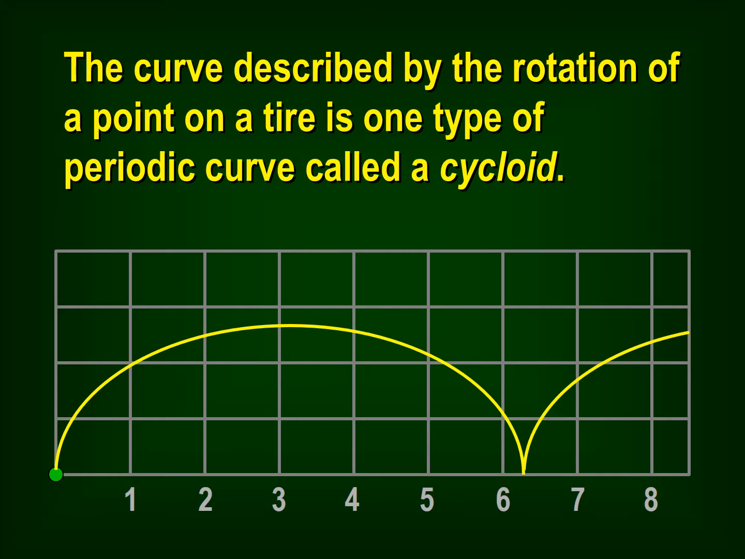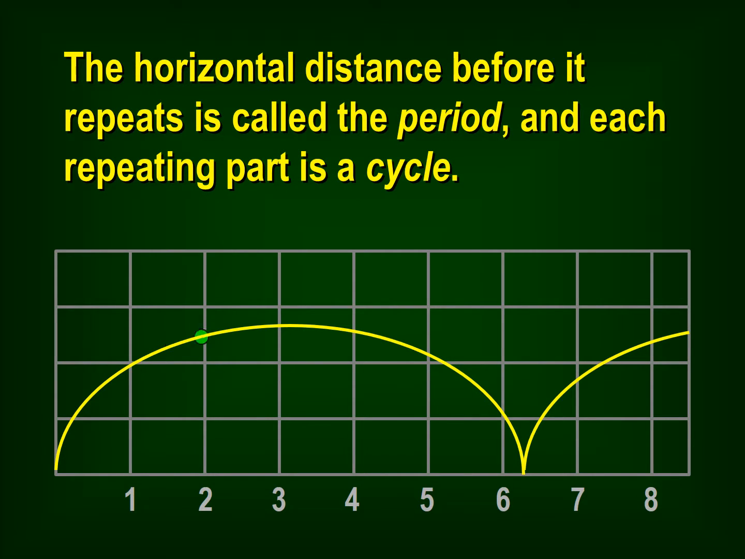So anytime we have a curve described by the rotation of a point, we have what's called a periodic curve called a cycloid. If you think of a tire and a point on that tire, it keeps going around in a cycle. So we have that cycloid type of motion, and it keeps repeating. The horizontal distance before it repeats, looking at the x value, is called its period. And each time it repeats is called one cycle.